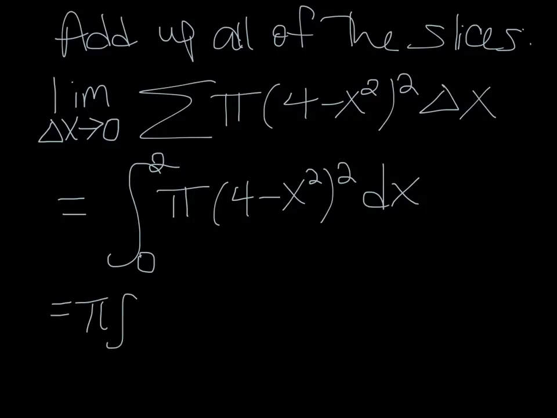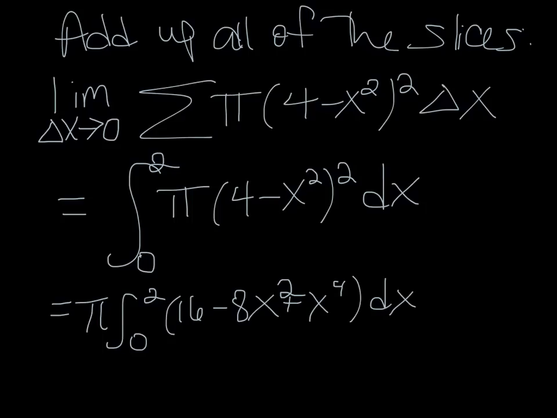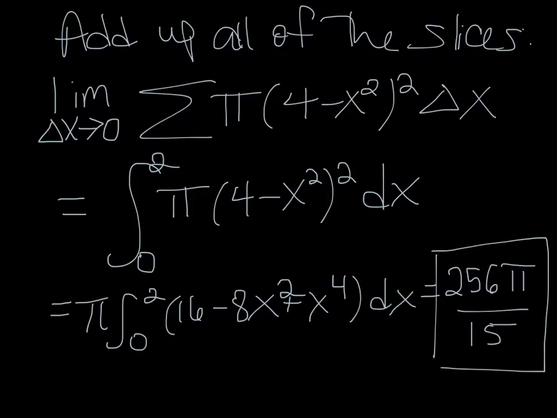Pull out the pi, integral from 0 to 2. If you square out (4 minus x squared) all squared, you'll get 16 minus 8x squared plus x to the 4th dx, and you can take the antiderivative and plug in the 2 and then plug in the 0, or you can use your calculator and you can use the math frac feature of your calculator to get an exact answer, and you should get 256 pi over 15. Try it on your calculator and make sure you can get that same answer.